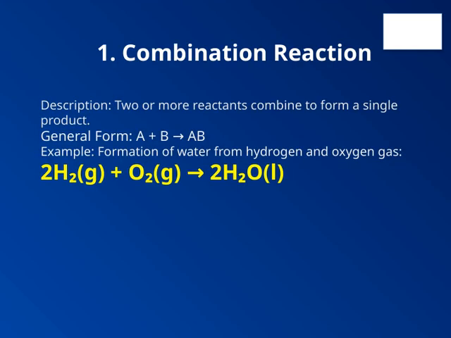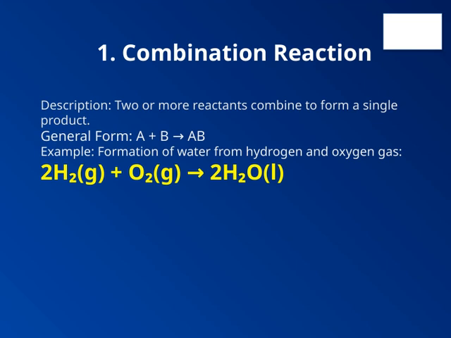Now, let's talk about the combination reaction. This type of reaction occurs when two or more reactants come together to form a single product. It's a fundamental concept in chemistry because it shows how simple substances can combine to create something new. The general form of a combination reaction is A plus B yielding AB. This is a straightforward way to represent the process, where two elements or compounds combine.